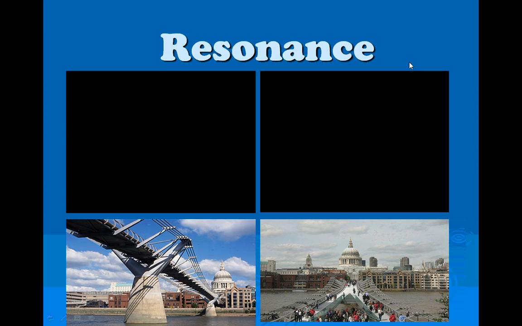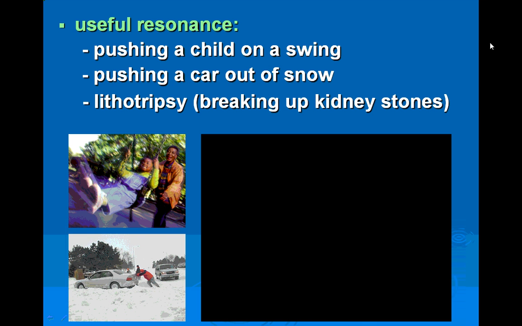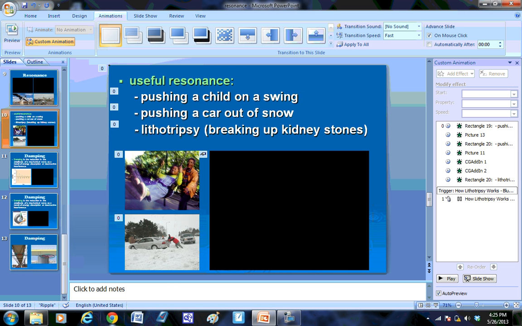Now, these are all examples of resonance that can cause issues. We can actually have desired resonance. This is when you want to have resonance. For example, you have a child on a swing, or pushing somebody out of a snowbank, you rock the car back and forth and gradually build up an amplitude, and then the car can hopefully get out of the snowbank. If you're on a swing, the person pushing, their pushing frequency should match the frequency of the swing. So the amplitude is increasing. And another useful example is something called lithotripsy.